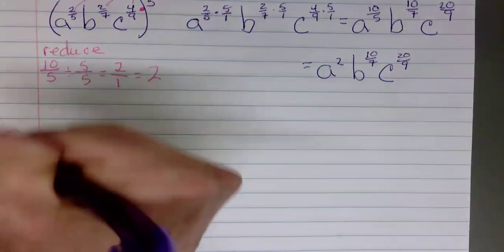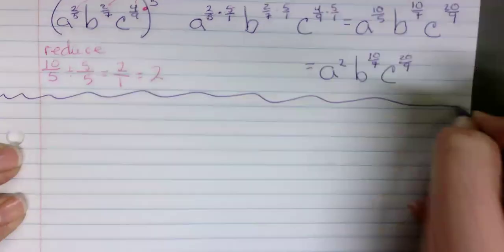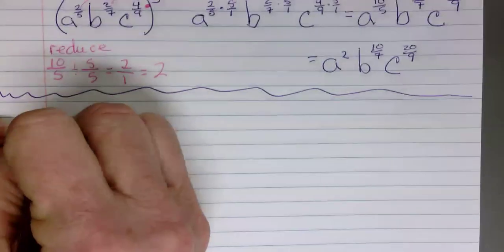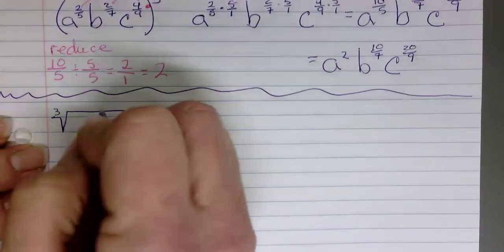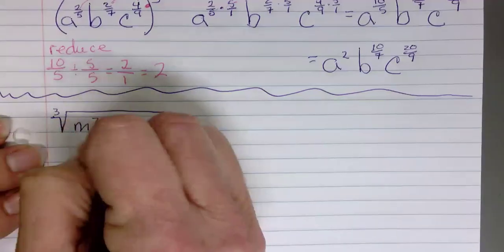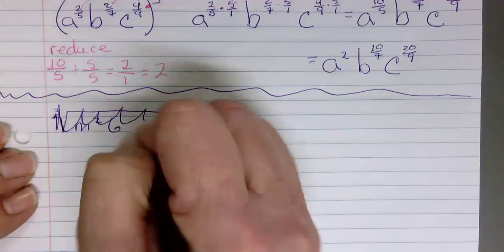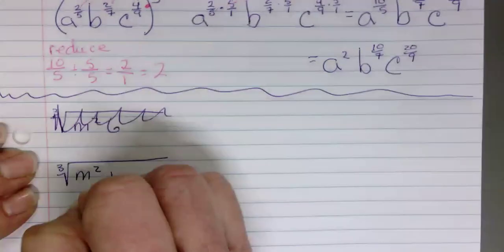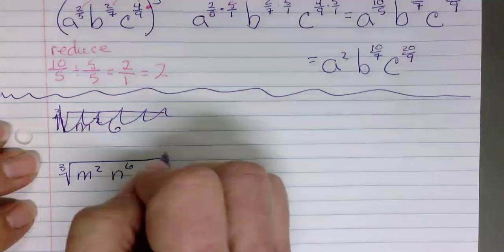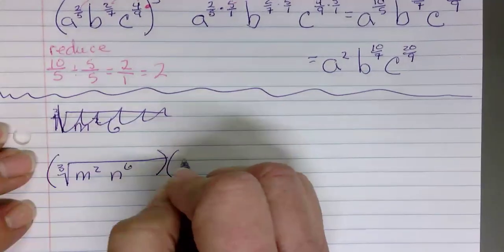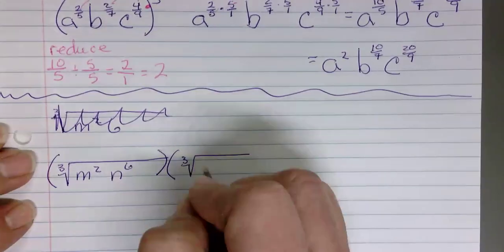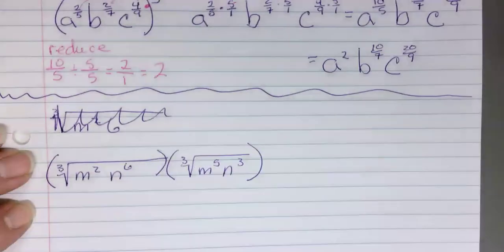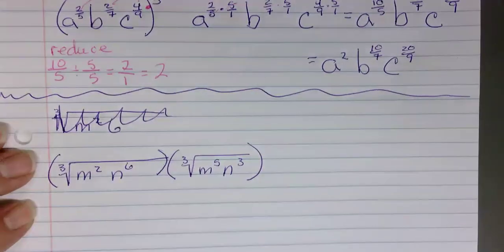Next one, I'm going to give a little division line to help my brain focus. If we have the cube root of m squared n to the 6th, all of that times the cube root of m to the 5th n to the 3rd, how would we handle it? Where would we start?